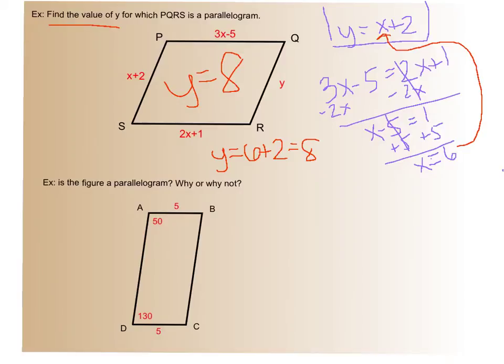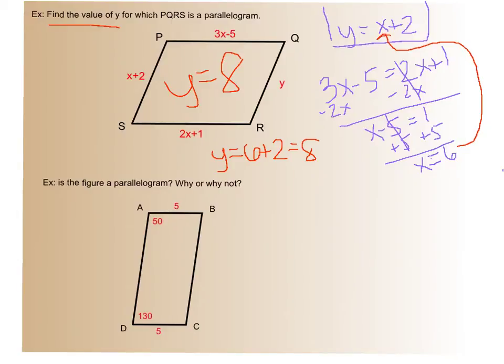In the next problem, it says, is the figure a parallelogram, why or why not? Okay, so we have to think back to those properties that we just learned, those theorems that we just learned. In this picture, I see a couple of things. First of all, here I have a set of congruent sides. However, I have a theorem that says both pairs of opposite sides must be congruent. Here, I have this pair congruent, but I don't have AD and BC. So that's not going to work.